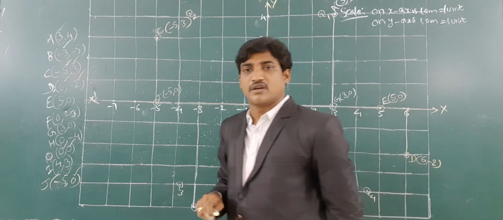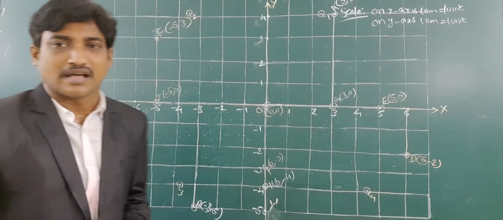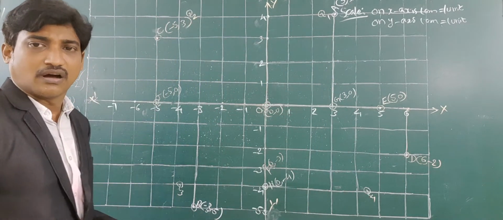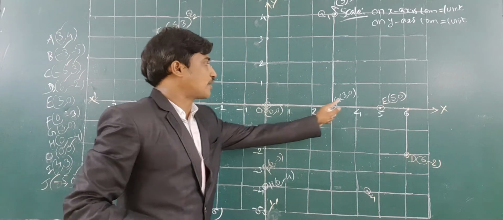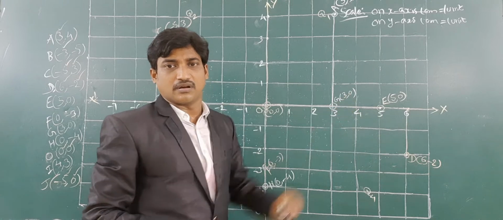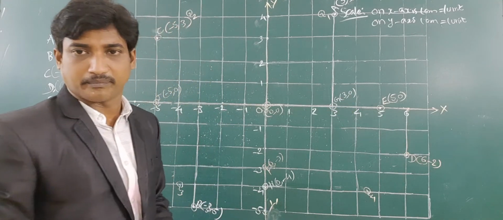In a similar way, we can plot the given points on graph sheet for real coordinates of a given ordered pair.